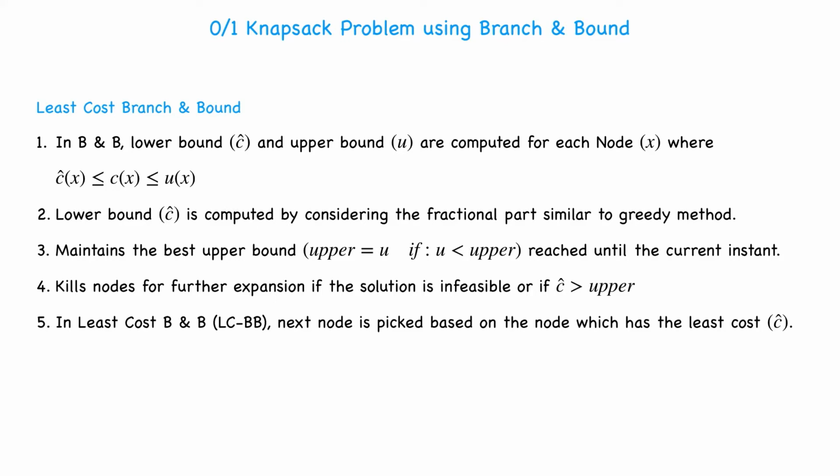And in least cost branch and bound, the next node is picked based on the node which has the least cost. This is what we have seen earlier. So there are three different strategies. We follow least cost branch and bound, where the next node for expansion is chosen based on the least cost of C cap. So keeping these points in consideration, we now discuss an example to give more clarity on how the 0-1 knapsack problem can be solved using branch and bound.